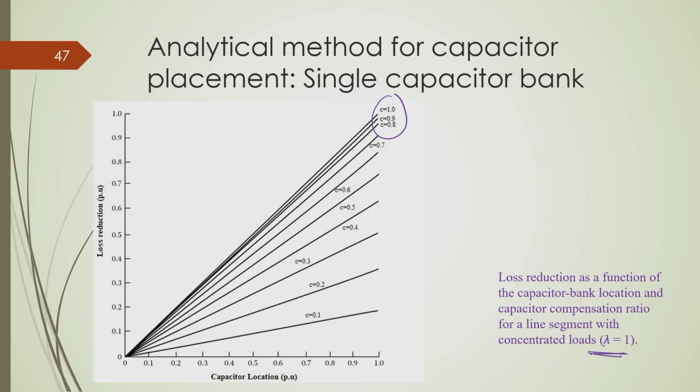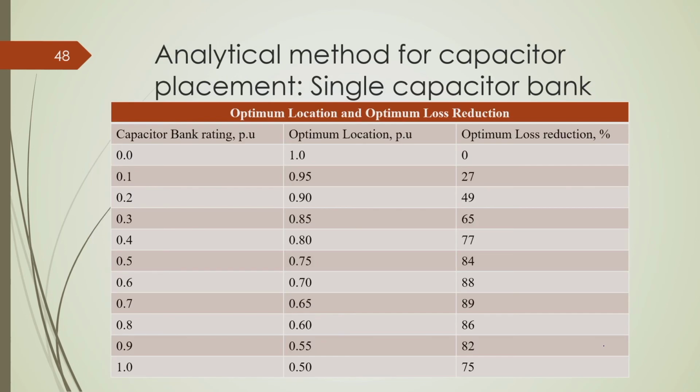So, if lambda is increasing, that means we are slowly moving from this uniformly distributed load to the lumped load, which is concentrated at the end of the feeder. So, the capacitor location would be at the end of the feeder, so that we can get the highest benefit in terms of power loss reduction.